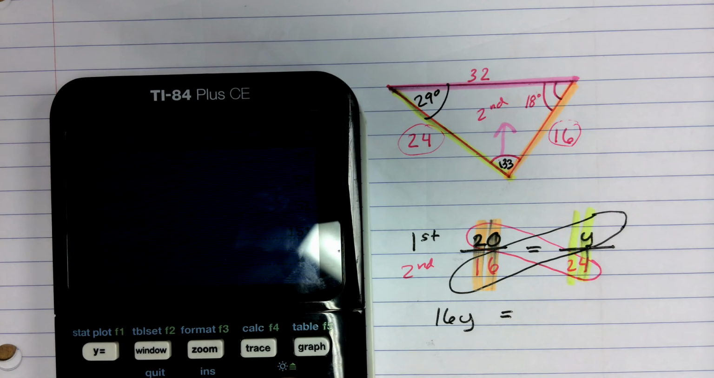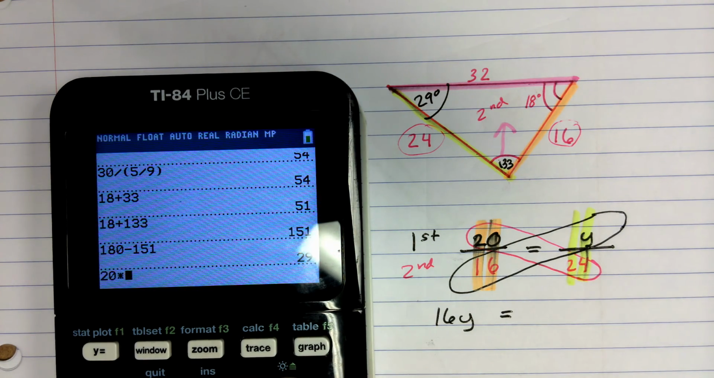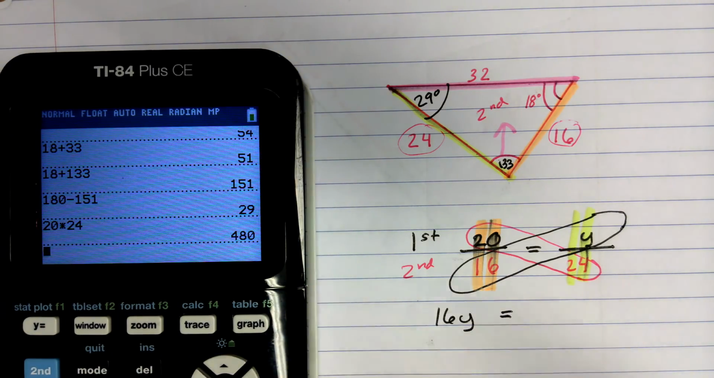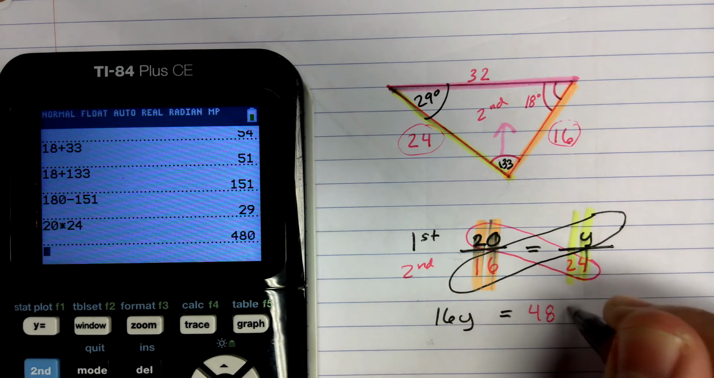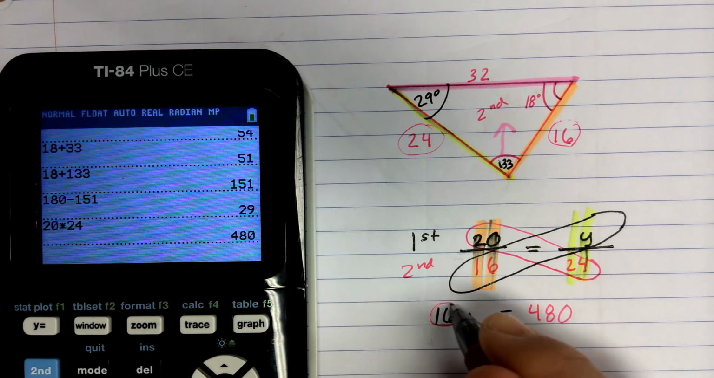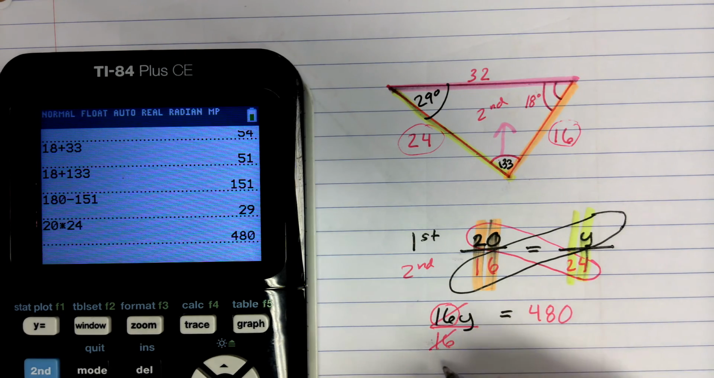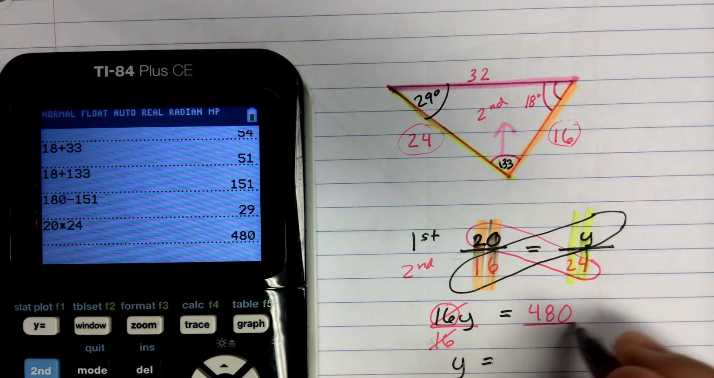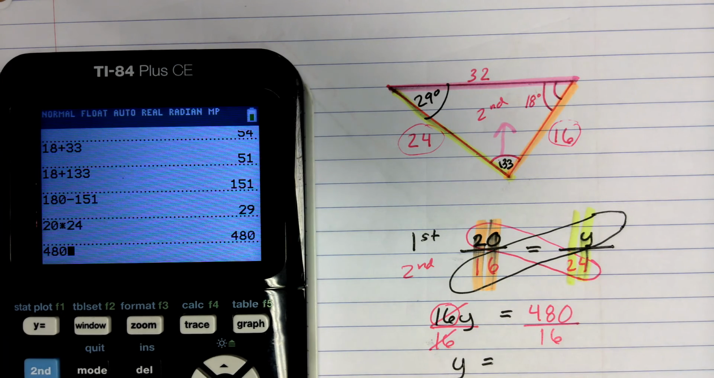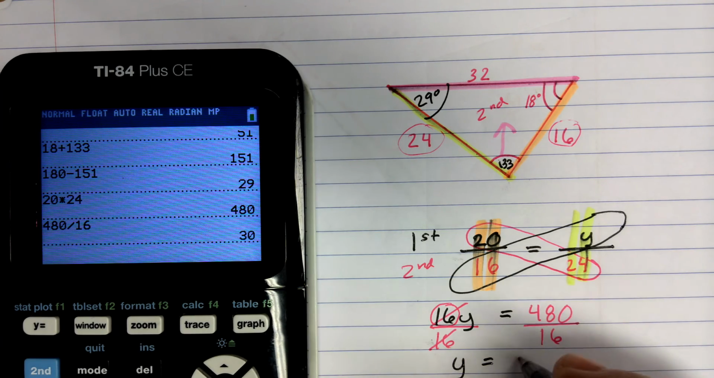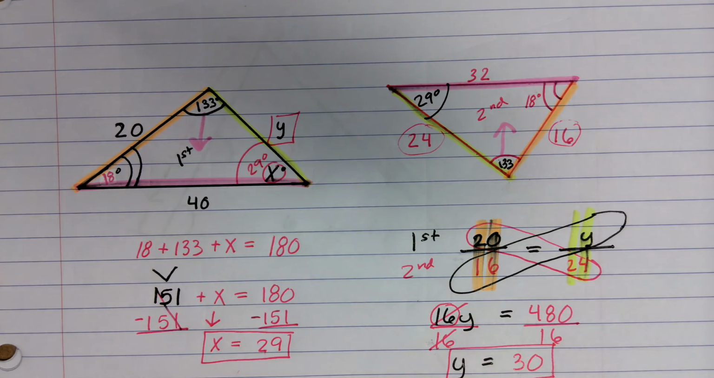I'm going to take my calculator and do 20 times 24, and it tells me that it's 480. Now we're almost done, but we have to get rid of this coefficient in front of y. That's 16, so we have to divide it out. That leaves us with y on the right side of the equation. And then if I divide by 16 on the other side, 480 divided by 16 gives me 30. And so therefore we know y is 30.